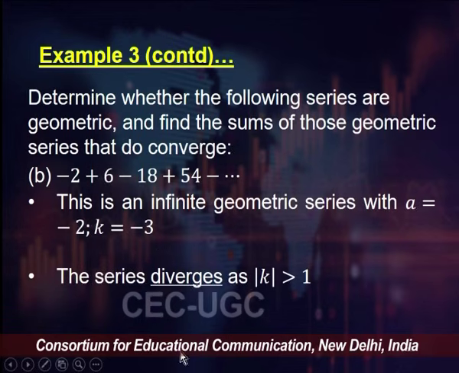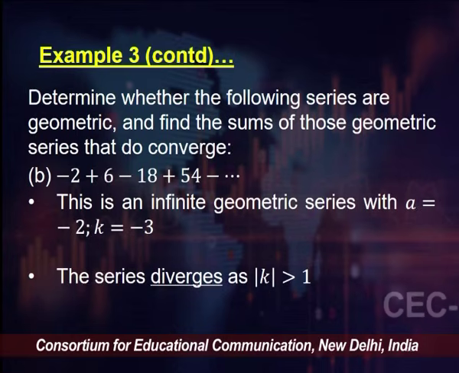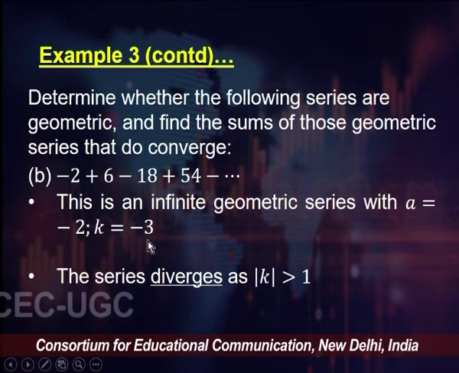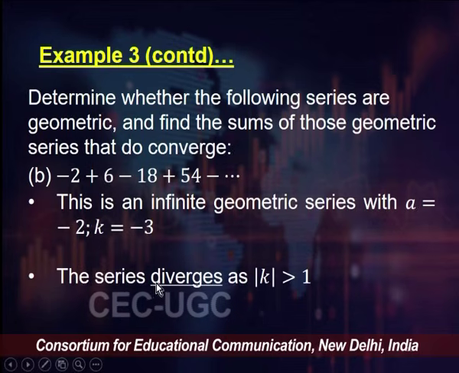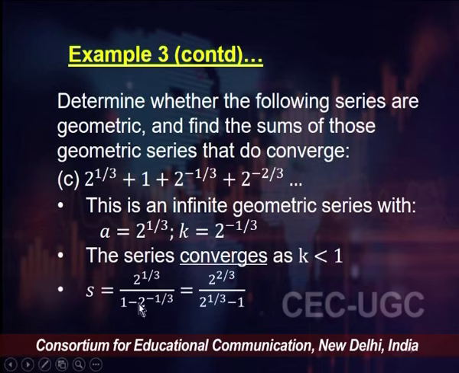The series here will clearly diverge, as the quotient in an absolute sense is more than 1. So, 3 is more than 1, or you can argue that k is less than minus 1, so the series diverges. Let us do 1 or 2 more like this.